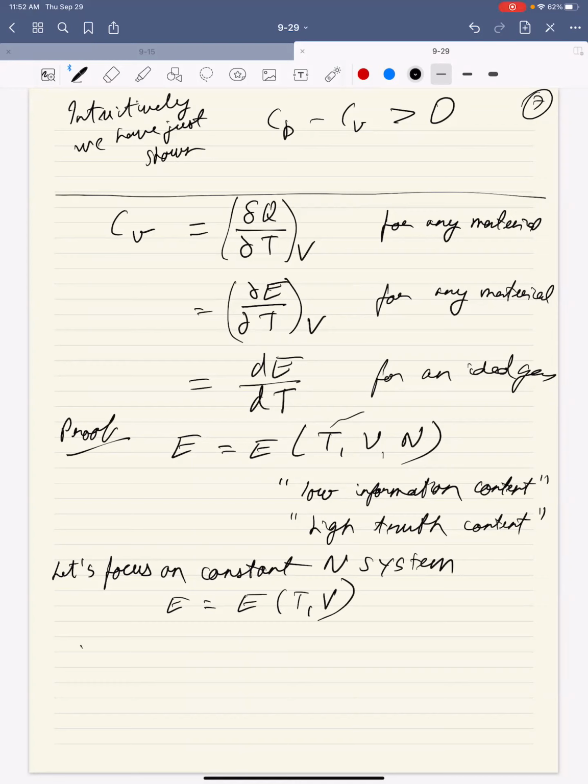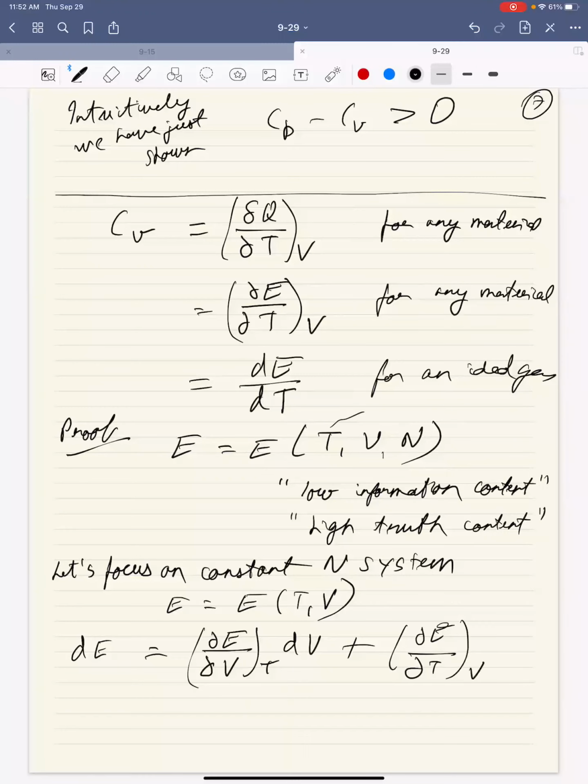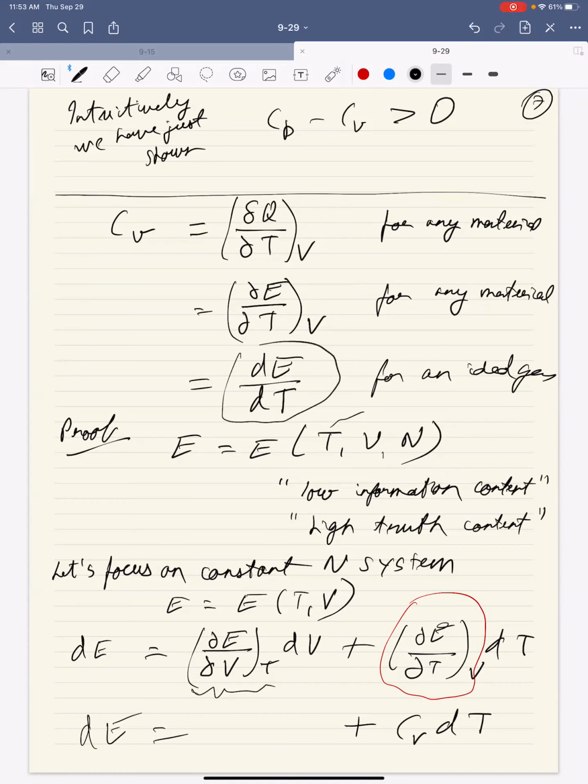Once we have something like this, we can write down dE. dE is going to be partial E by partial V at constant T multiplied by dV, plus partial E by partial T at constant V multiplied by dT. Which of these partials have we just seen? Have you seen this one? That is CV, right? So this is plus CV dT. But this terrible thing lingers. And if somehow this thing was equal to 0, then we would get this to be true, right?